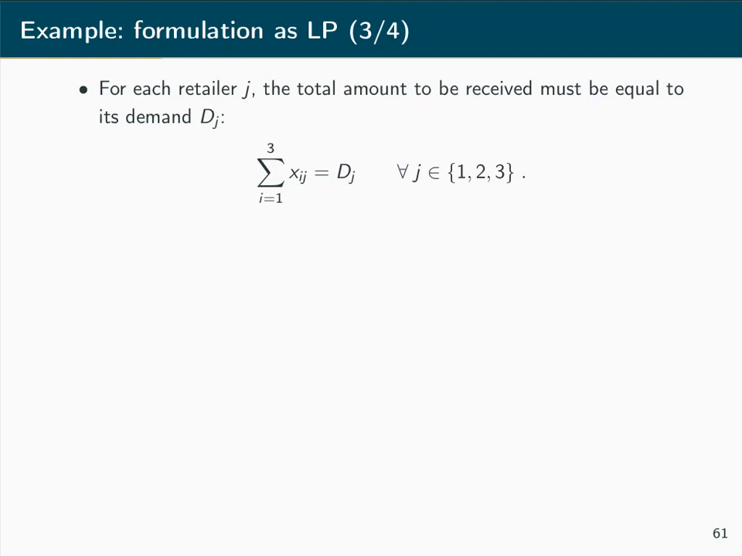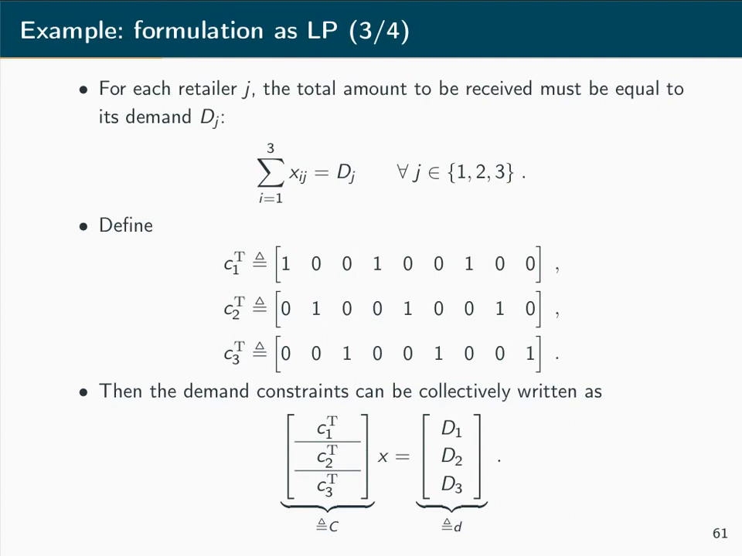The modeling of the constraints due to demand satisfaction works in a similar way. Recall that for each retailer j, the total amount of products to be received must be equal to its demand d_j. So the condition that must be satisfied for each retailer j from 1 to 3 is that the sum over all shipping quantities from the plants i equal 1 to 3 into j must be exactly equal to d_j.